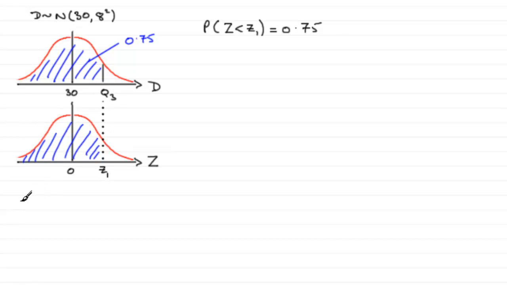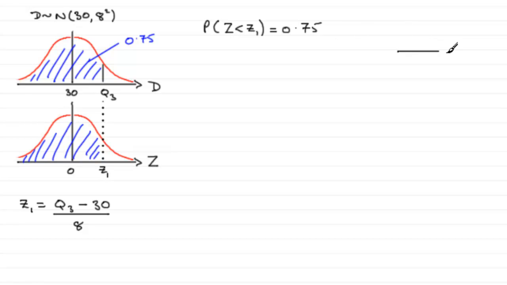Well, remember that any Z value, Z1 in this case, is equal to the observed value minus the mean, all over the standard deviation. And the observed value in this example is Q3 minus the mean of 30, and it's all divided by the standard deviation, which is going to be 8. The problem is we can't find Q3 because we don't know Z1.